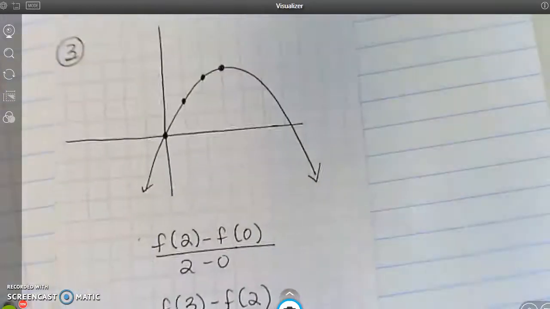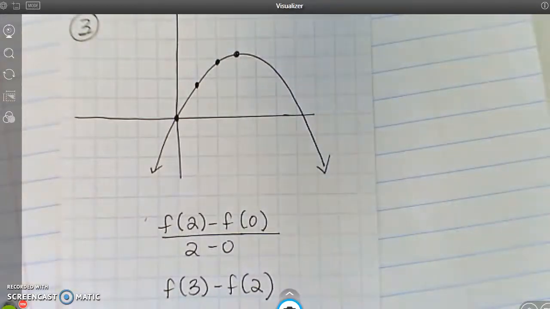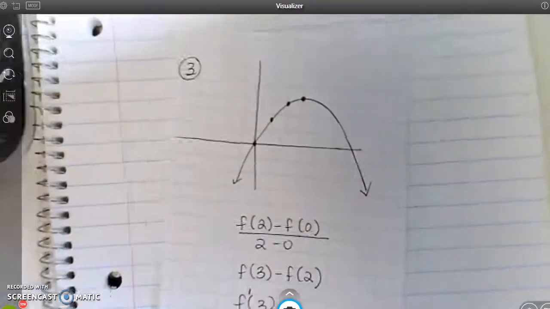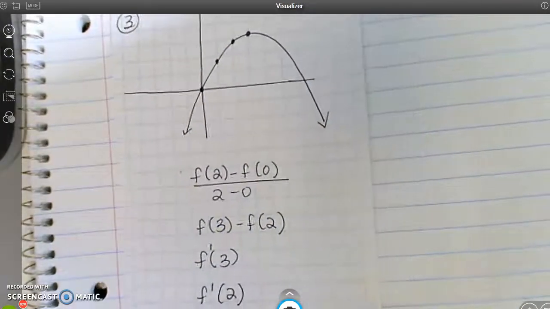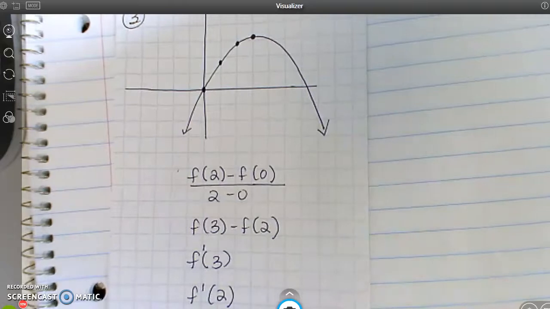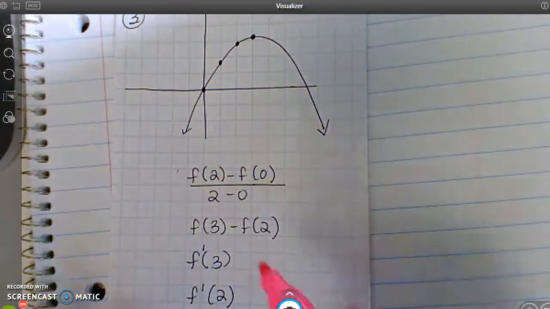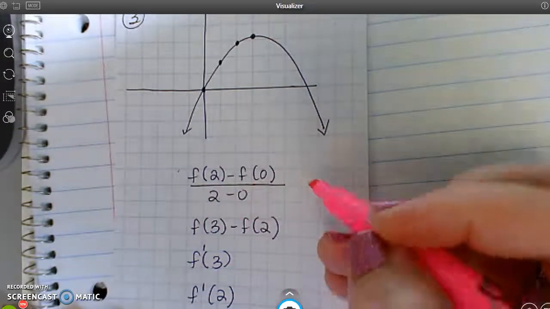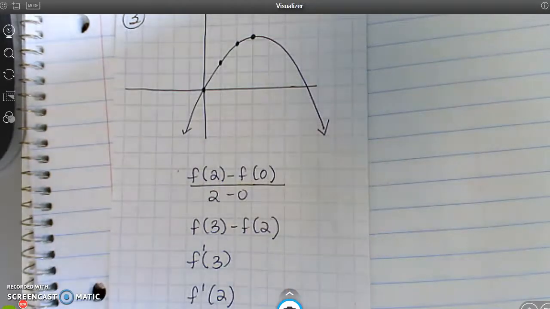Okay, let's look at one more picture here. On this picture, I have three things that I want to look at, and what I want to do is put them in order. I will tell you that all of them are positive. Now, f of 2 minus f of 0 over 2 minus 0, that represents the slope between 2 and 0.